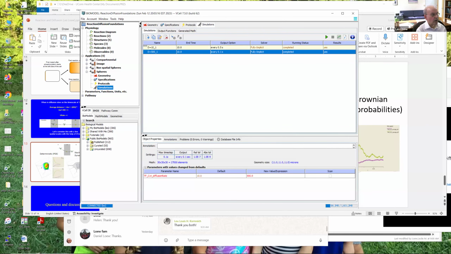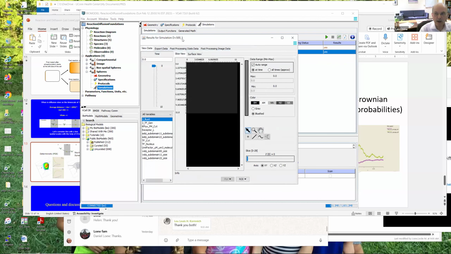Let's look at this one where I've used a much higher diffusion coefficient of 500. By the way, a diffusion coefficient of 10 in the first system is sort of what the diffusion coefficient of a protein might be. Diffusion coefficient of 500 is the diffusion coefficient of a small molecule, like a second messenger, like calcium or something like that. So let's do the same thing. We're going to go down to the middle.